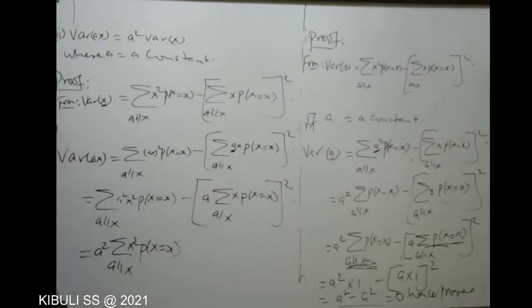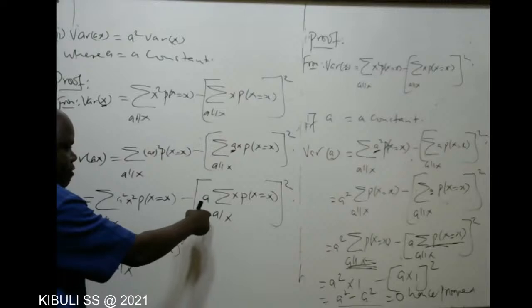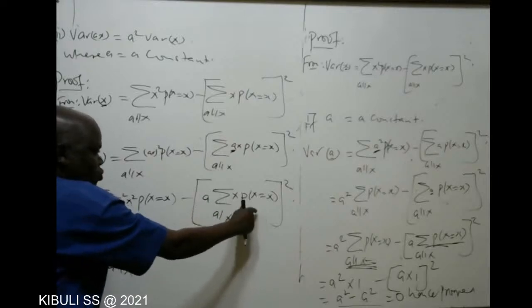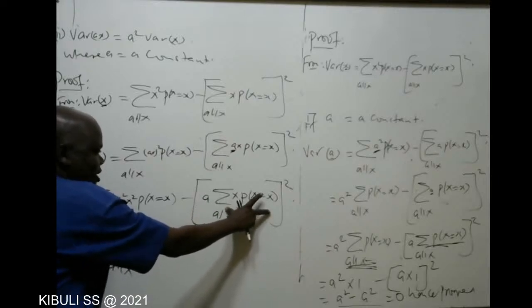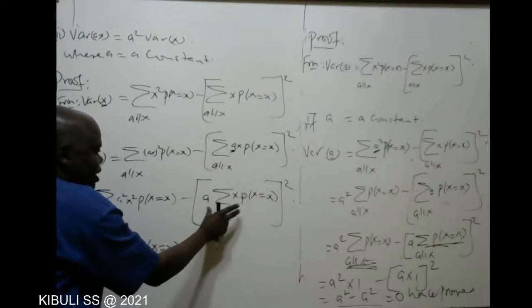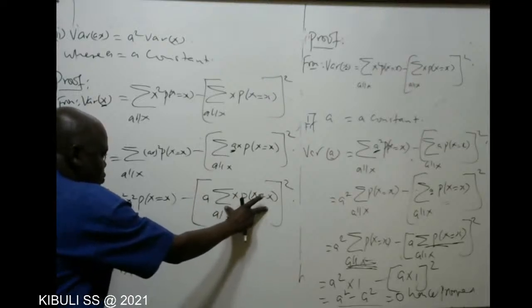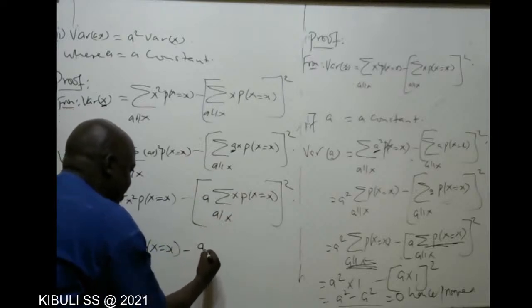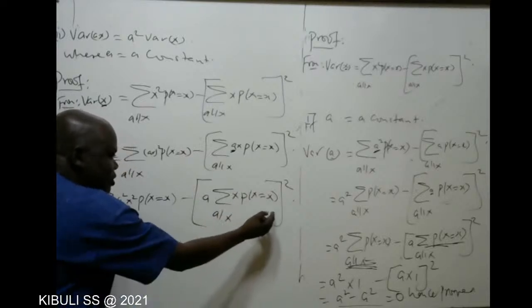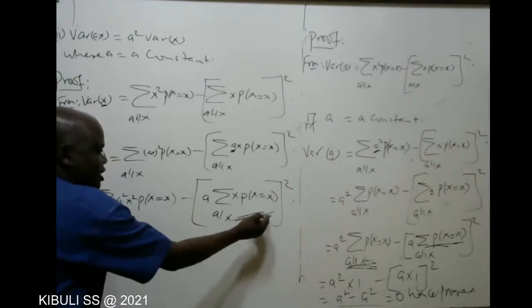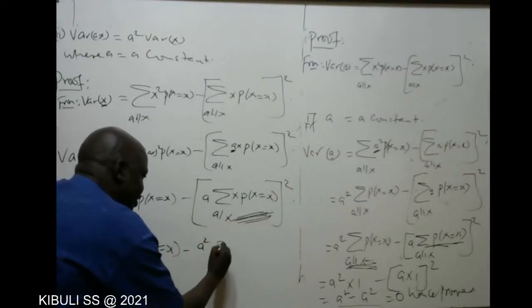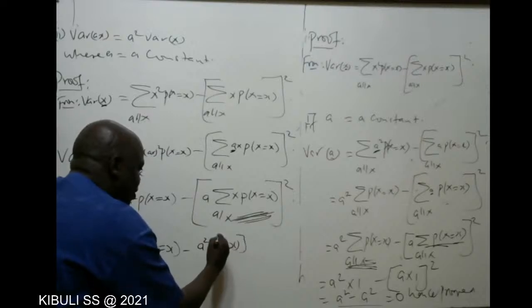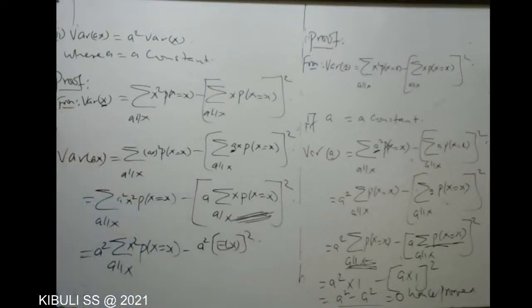Now, everything in the brackets will be squared. So we're going to square this, but don't forget that this one is a product. So we shall have this squared and this product squared. So we shall have here minus A squared. But this one is an expectation. So we shall have the expectation, this one squared. You see? This one here is also the expectation of that one.